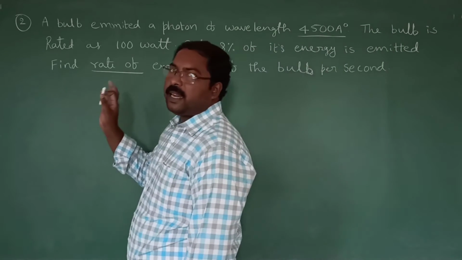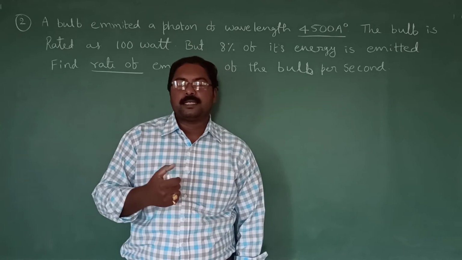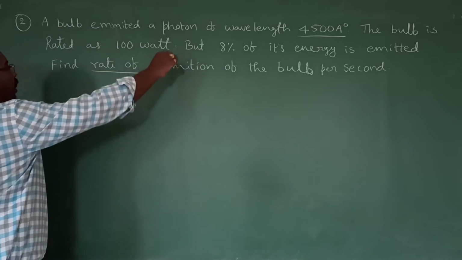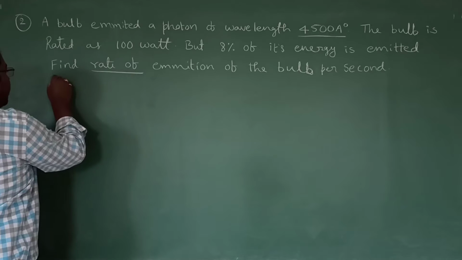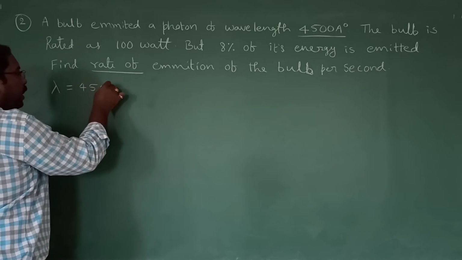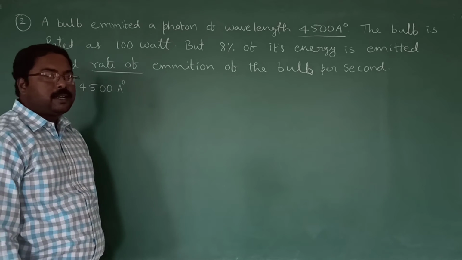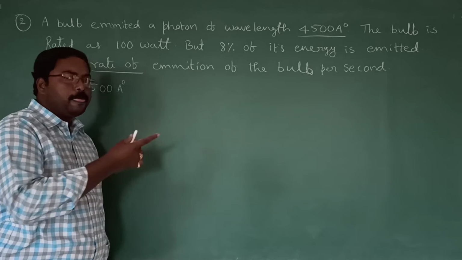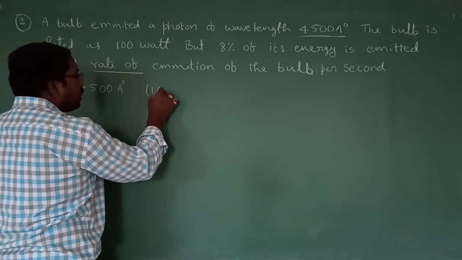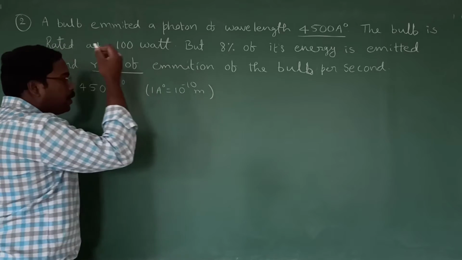Don't confuse it with the rate of emission. The rate of emission is nothing but the number of photons emitted per second. Okay. Now, what data is given, let us write. The given wavelength is 4500 angstroms. Can we take the value in terms of angstroms? No, we have to convert it into meters. How can we convert? Since we know that 1 angstrom is nothing but 10 to the power minus 10 meters.